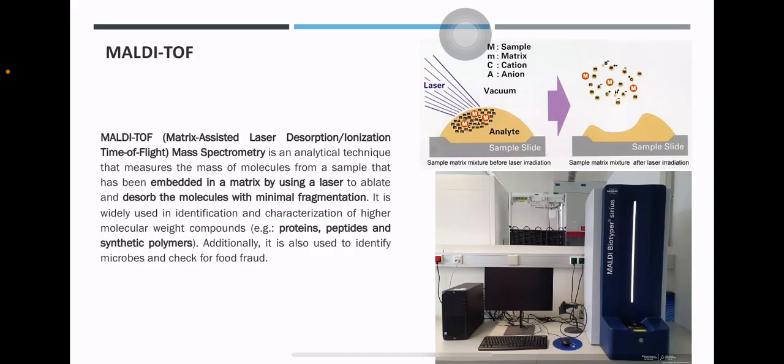Next, we have your MALDI-TOF. MALDI-TOF: M for matrix, A for ablation, L for laser, D for desorption, I for ionization, and TOF is time of flight. Meaning MALDI-TOF is matrix-assisted laser desorption ionization time of flight. It's one of the fastest microbial ID tools today. It's widely used for identifying bacteria, yeast, and even detecting food fraud. Think of it this way: a laser shoots, it makes your proteins fly, and then the computer will identify them.